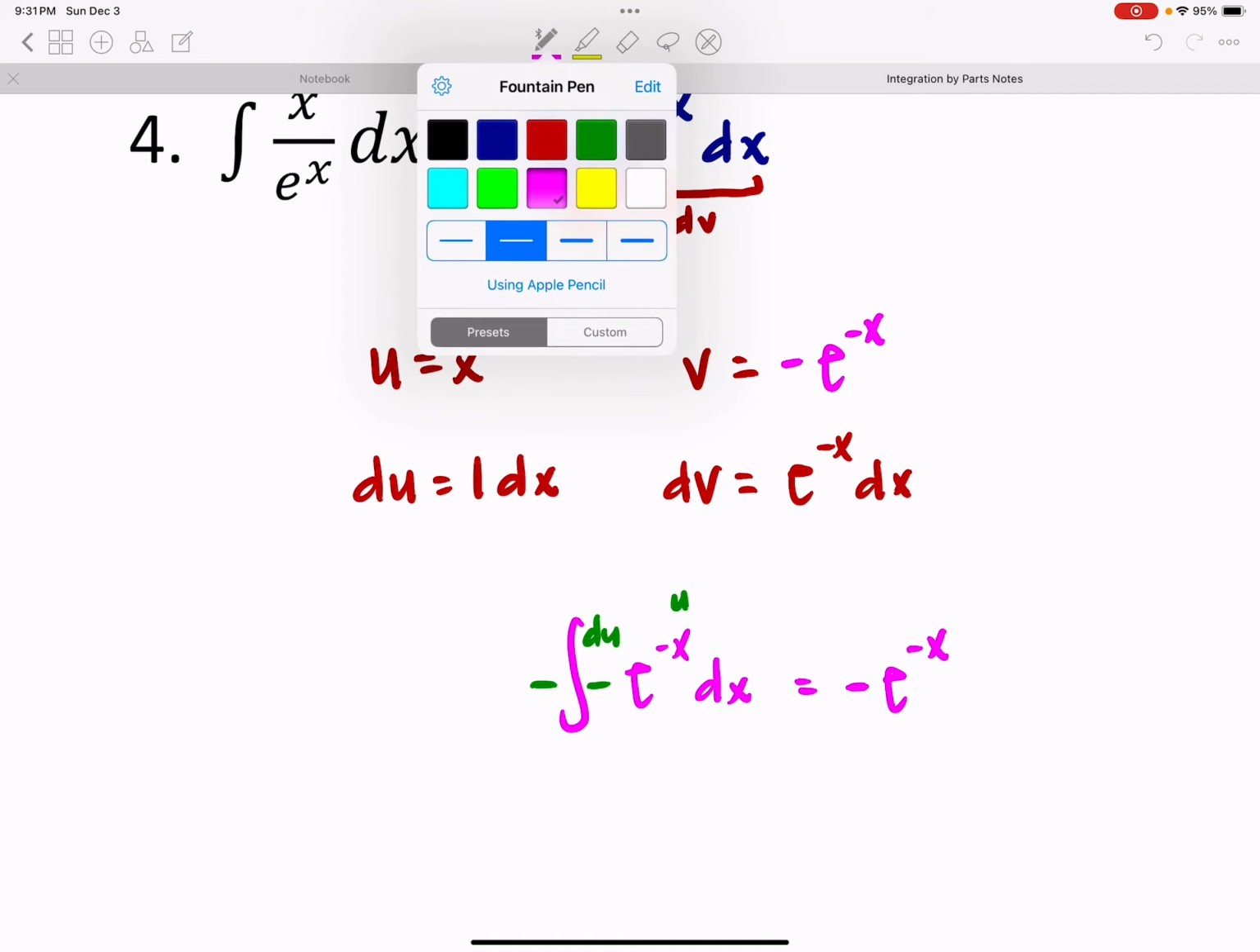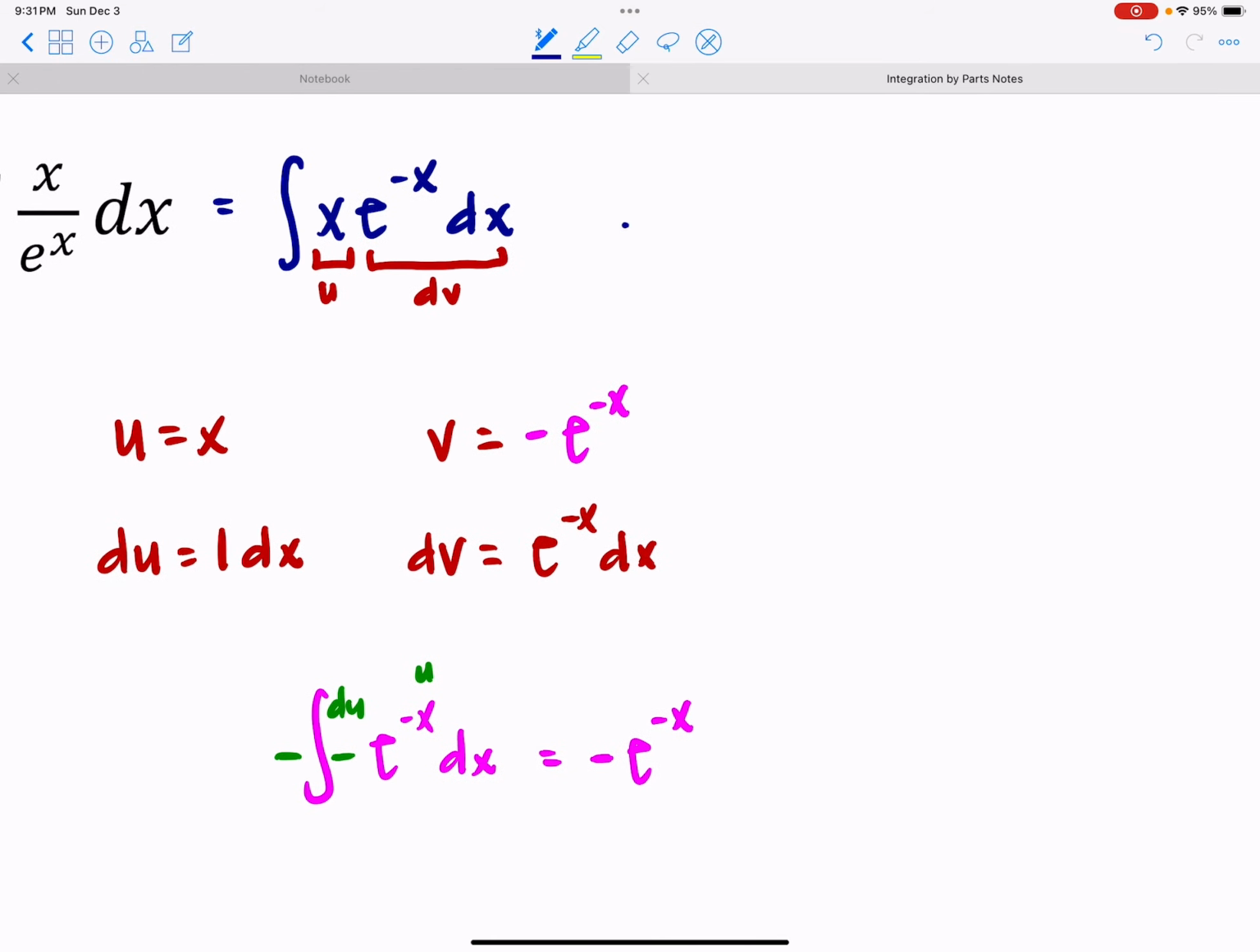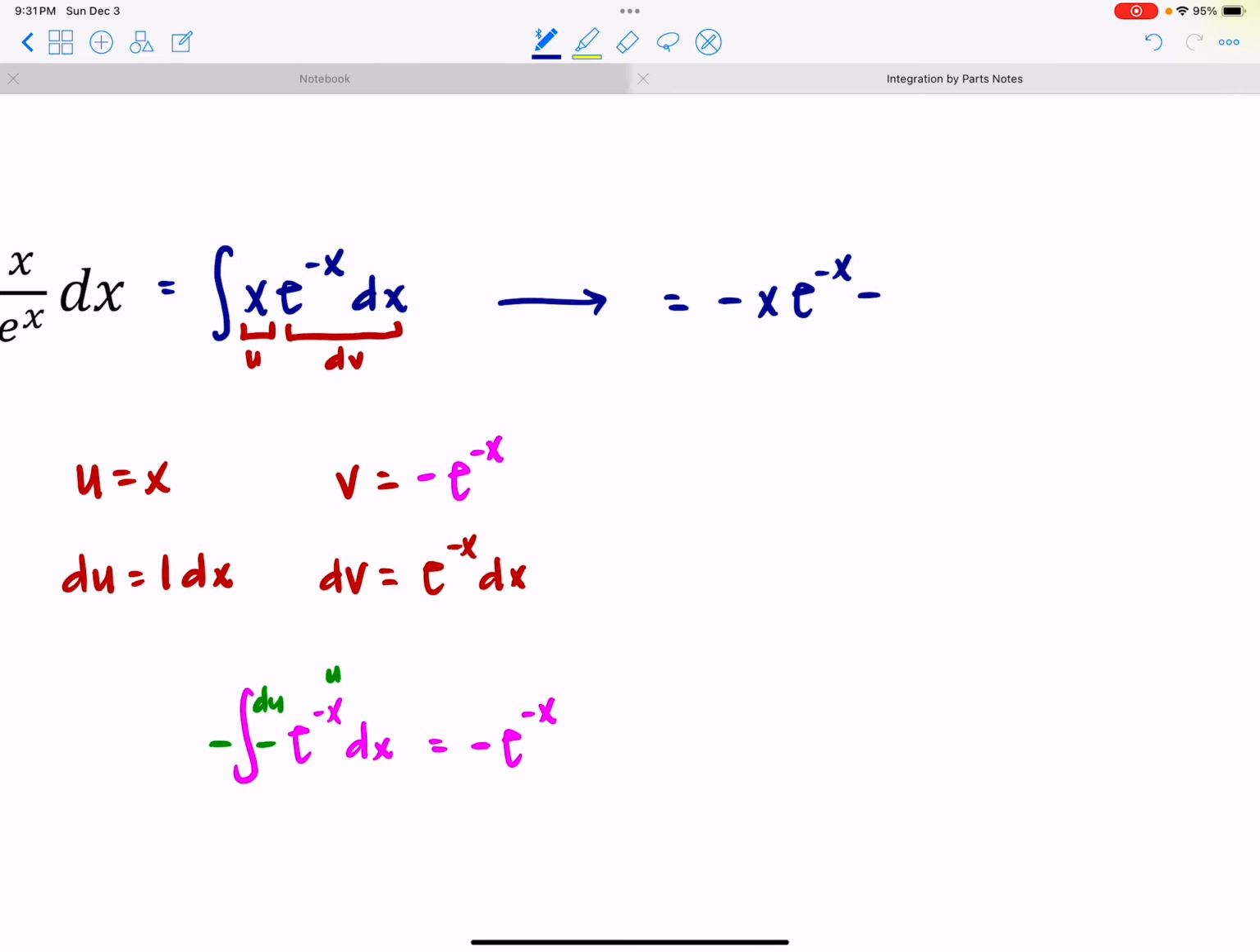All right, now I have all my pieces. And so now we're going to say this is equal to u times v. So multiplying u times v, just to put this in a nice clean order, I'm going to have a negative x and an e to the negative x. And then I'm going to subtract the integral of v times du. And du is just 1 dx, so that's nice. So a negative e to the negative x times 1 dx.